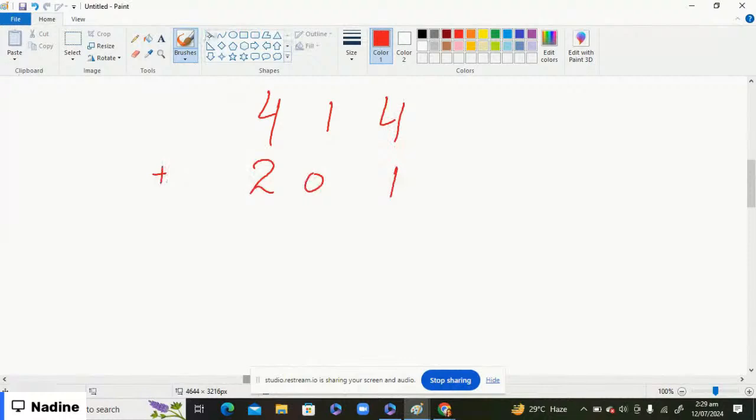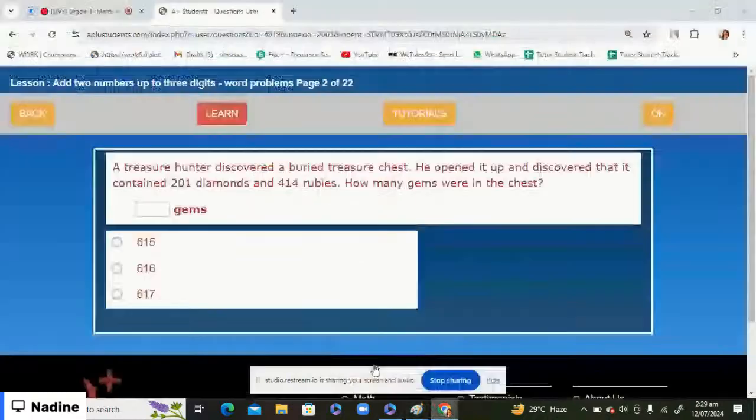When I add up both these numbers, the answer we got is: 1 plus 4 is 5. 1 plus 0 is 1. 4 plus 2 is 6. My answer is 615. Good. Okay, everyone has the same answer, 615. Option 1.